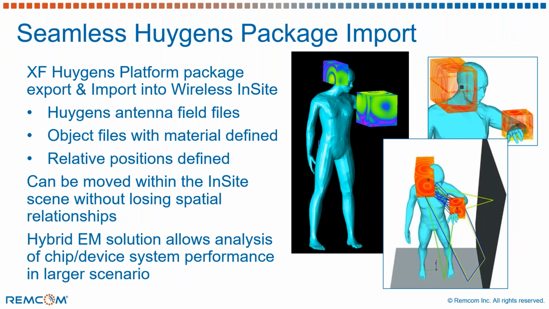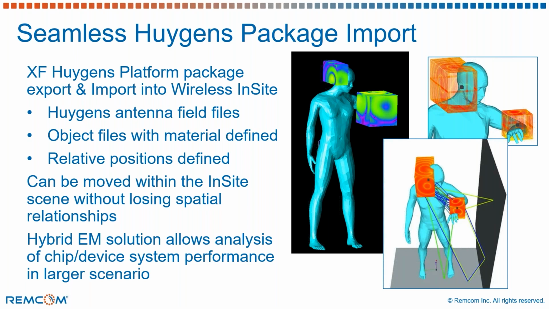Wireless InSite does have a seamless interface with the XF creation of these Huygens antennas. It's the Huygens package import. So in XFDTD, you will generate your scenario. You'll have your CAD, you'll have your Huygens sensors, and you'll capture those fields. And then you can export the geometry.